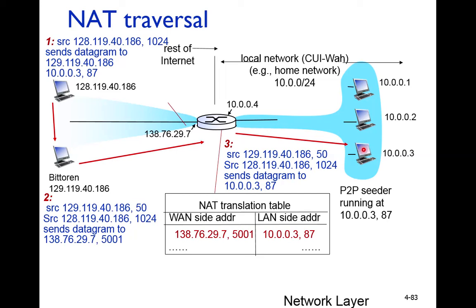Now if this node, 10.0.3, wants to send back the response, it can send the response directly to this machine by using this source IP address and port number. When the response is sent directly, a new entry will be stored for this source IP address. Once the new entry is stored, it can send the second or third packet directly using this entry. So this is one example of how the NAT traversal problem is solved for P2P.